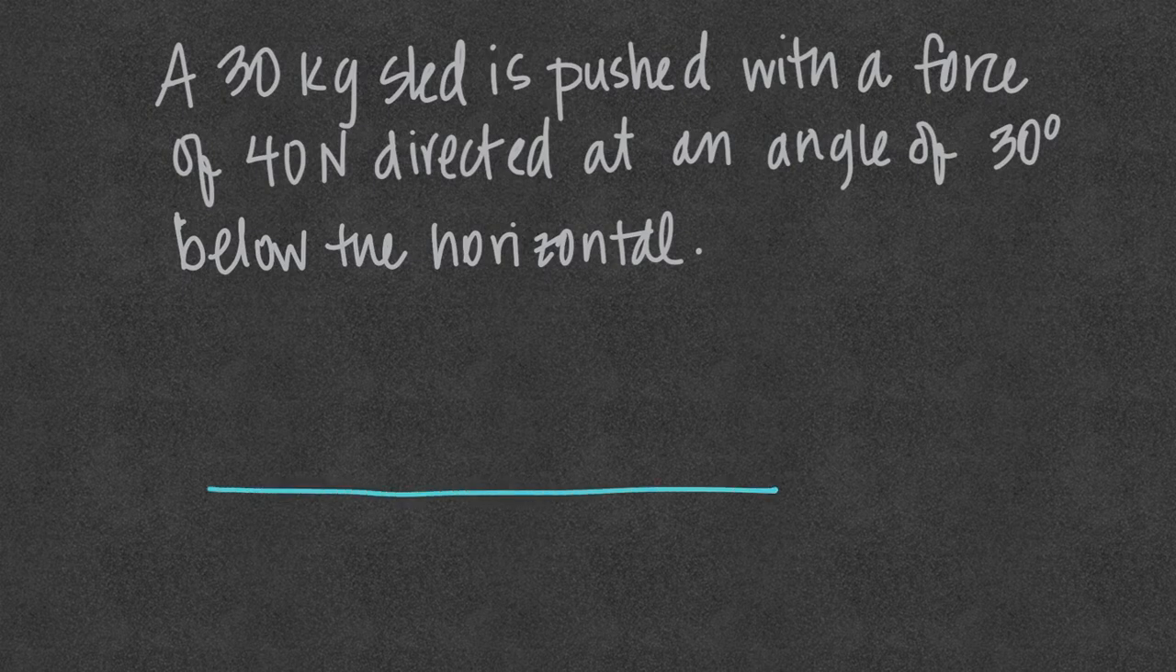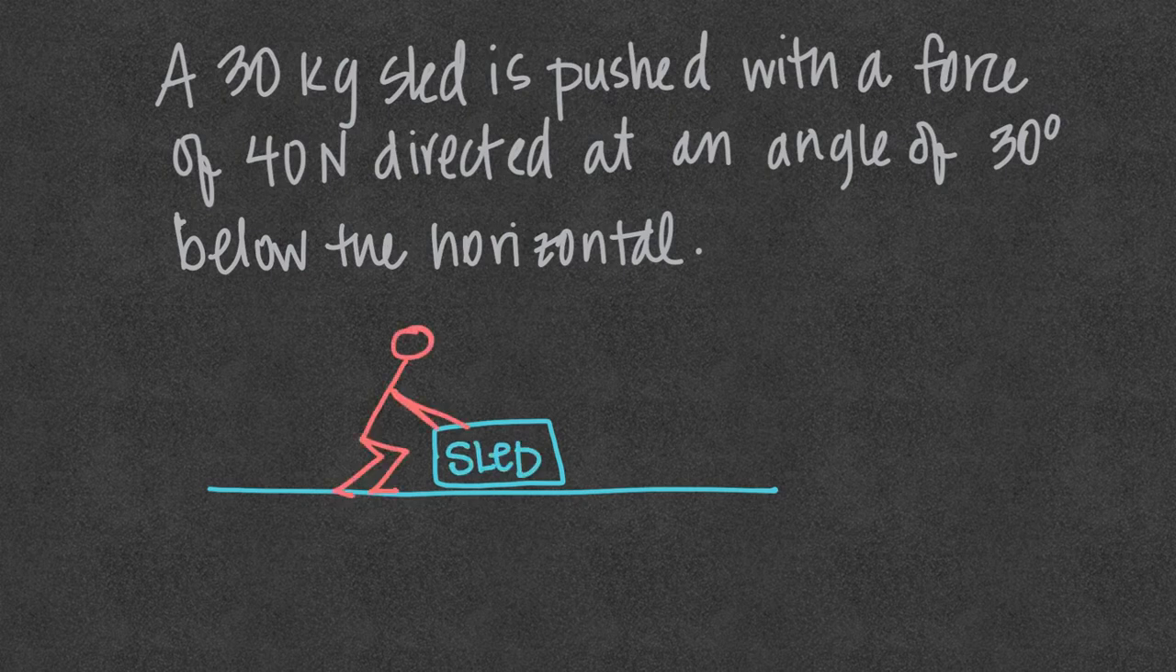Here's the ground, and then here's our sled, and our sled is being pushed on at a force of 40 newtons but directed at this angle below the horizontal. So if the horizontal is here and the pushing is happening below the horizontal, then we have to be careful to treat this force appropriately. So let's find the force of friction.